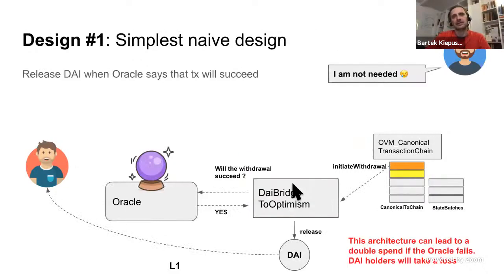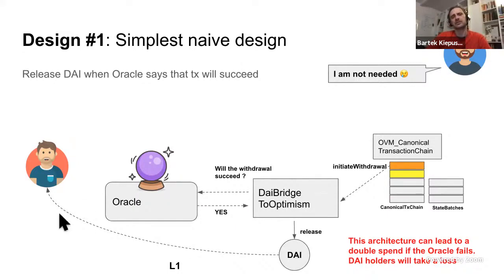And we can go one step further. We can actually remove the liquidity provider, and we can do everything in a smart contract by using oracles. And it just happens that the Maker protocol has an oracle network, and that oracle network can be quite naturally extended to do the validation of this canonical transaction chain. And if that's done like this, we can imagine that perhaps the bridge itself can simply ask the oracle whether the withdrawal will succeed. And if the oracle says yes, then it will simply release the DAI, right?